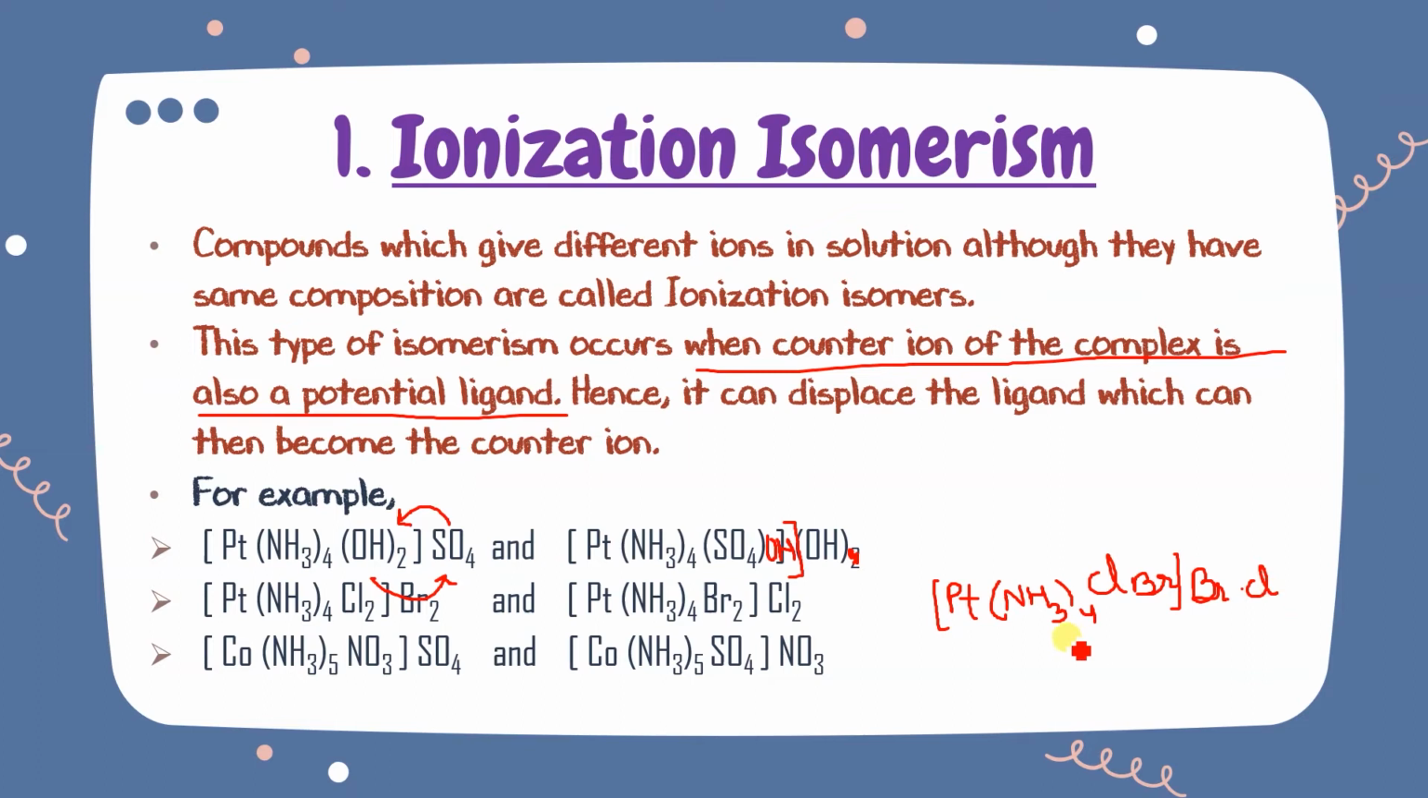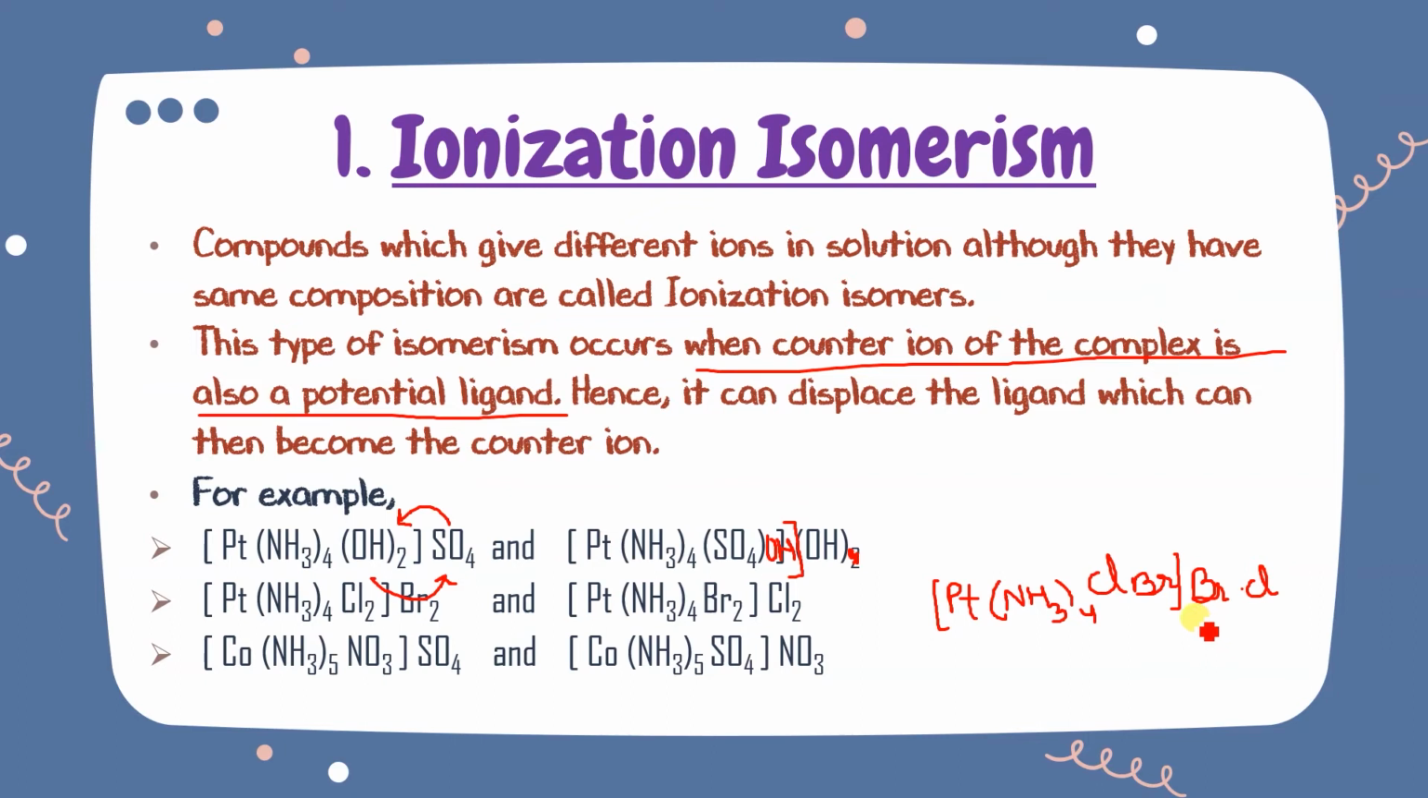So I'm just asking, can I write like this, that one Cl is exchanged with the one Br? Yes, one Br went inside and one Cl came outside. So can I write like this? There is no problem at all. If you'll check, the oxidation number of platinum is whatever it was here, it is the same here. The coordination number is also the same, 4 to 6. Yes, everything is the same, nothing changed.